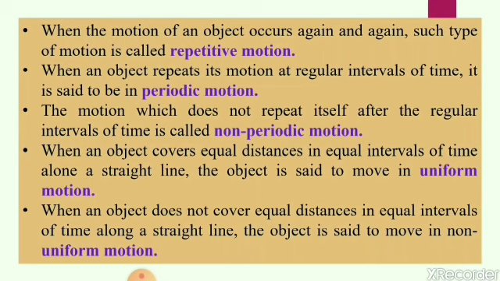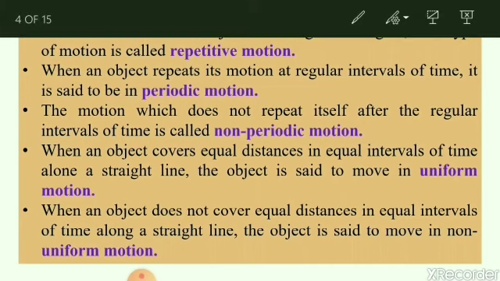Now, the next two types of motions are uniform motion and non-uniform motion. Uniform motion means when any object covers equal distances in equal intervals of time along a straight line, such type of motion is called uniform motion. Now understand, equal distances in equal intervals of time.